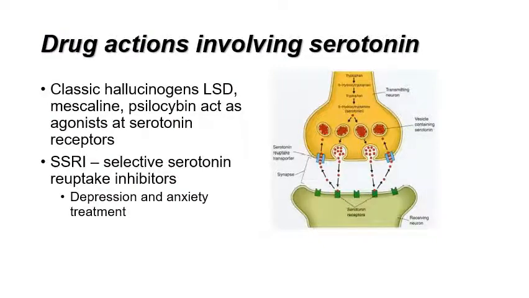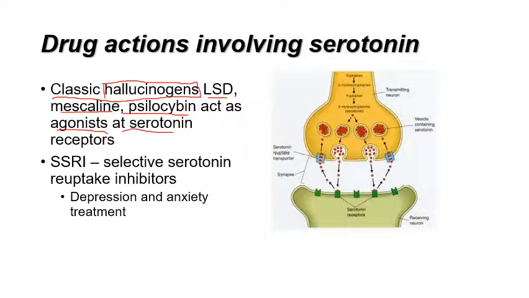Some drug effects at the serotonin system, some of your classic hallucinogens give you hallucinations. Your LSD, your mescaline, your psilocybin in mushrooms, they are serotonin agonists. So they act as agonists at some receptors in the serotonin pathway, and their effects are hallucinogenic.